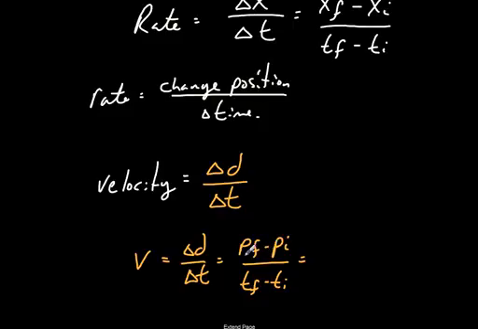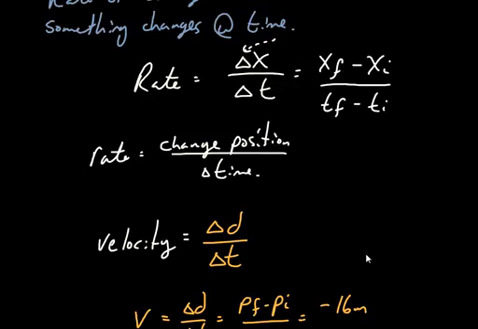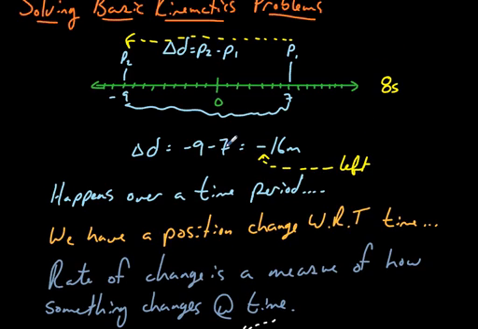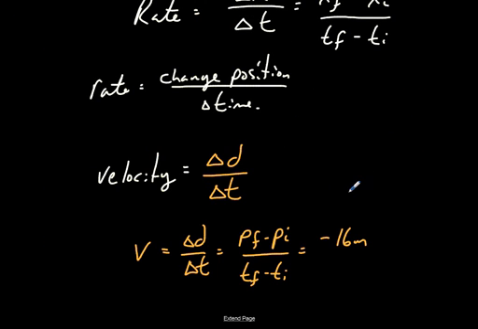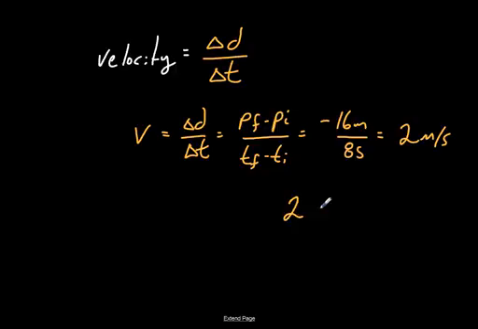And in this case, we already figured this out, right? It was negative 16 meters. We go back up and look. Negative 9 minus 7, negative 16 meters. And we're given that this happens over 8 seconds. So what we end up with is 16 divided by 8, which is 2. And the units are meters over seconds. Okay? We, of course, write this a slightly different way. Like that. We're good. So the velocity here is negative, sorry, I almost forgot the negative, negative 2 meters per second. Okay?